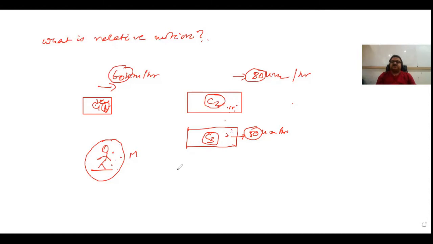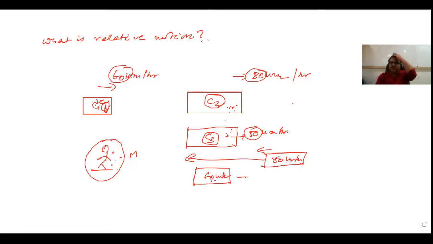Think about another example. Suppose a car is running with a speed of 60 km per hour, and another car is running at a speed of 80 km per hour, but both are running in opposite directions. You will find that this car is overtaking or crossing you extremely fast. Why does this happen? Because you assume you are at rest and its speed gets added to your speed. This is the concept of relative motion.